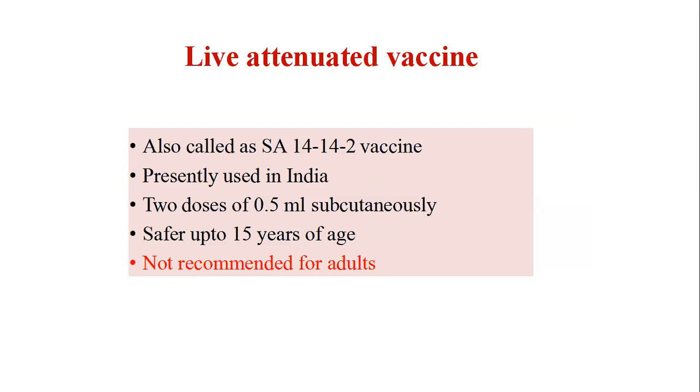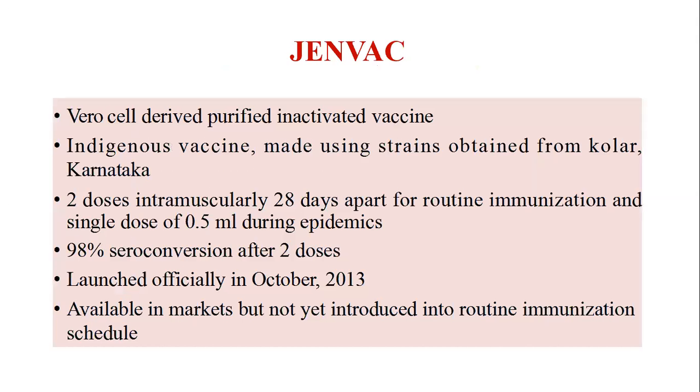So the live attenuated vaccine, also called SA-14-14-2 vaccine, is presently used in India, 2 doses of 0.5 ml subcutaneously, and is safe up to 15 years of age. Not recommended for adults. So only for children up to 15 years of age.